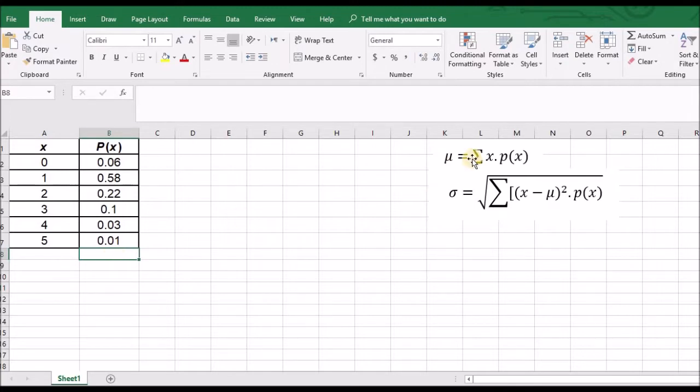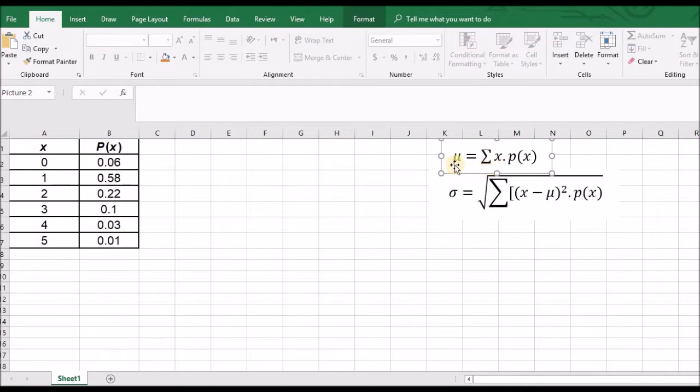So how do we calculate the mean? I'm going to use this formula right here, which states that the mean is equal to the sum of x times p of x. That means whenever you see the sign of the sum, you need to create a column for that so you can add that up. So I will need to create a column for x times p of x. I'm going to label this x p of x and then start calculating.